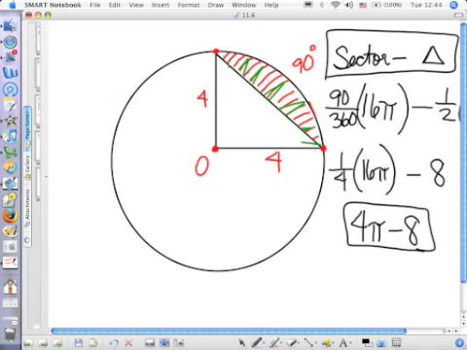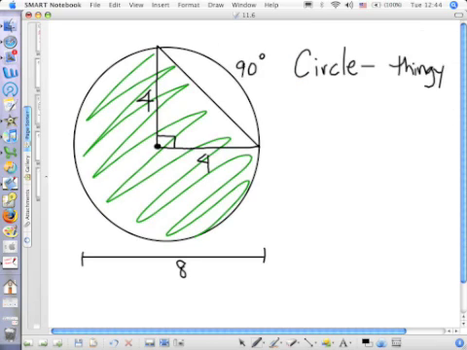We just found out what that is. If the arc is 90 degrees and the radius is 4, it's 4 pi minus 8. So this little section has an area of 4 pi minus 8. So I'm going to find the area of the whole circle, and then I'm going to subtract the thingy from it.